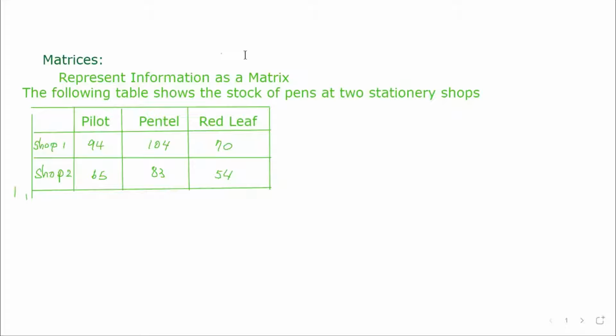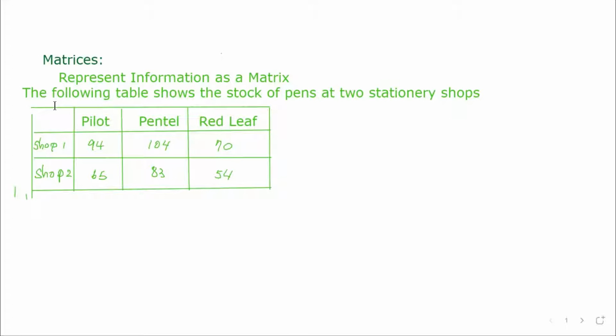Matrices: represent information as a matrix. When we do matrices, sometimes, for example, we have many things in stock, right? We use a matrix to count our warehouse or stock. This is very helpful. You see this example of how we use the idea of the matrix in mathematics. This can be used in your daily life also. First, represent information as a matrix.